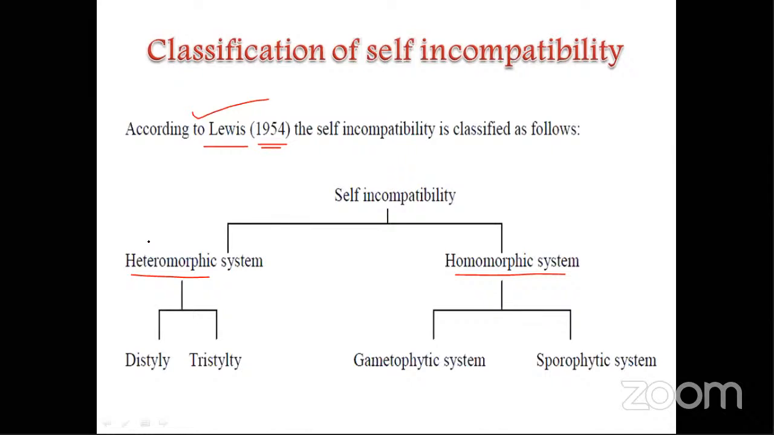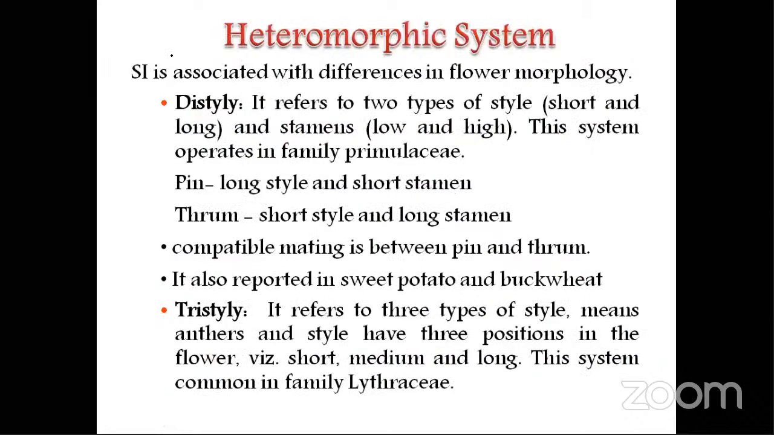I'm sorry. So here basically there are two types of thing you can see, that is distyly and tristyly. Okay, let's move on to the heteromorphic system. Here the SI is associated with flower morphology, as I told you.